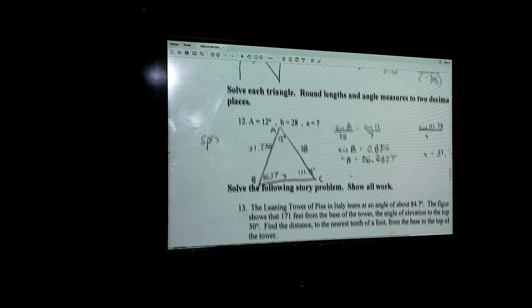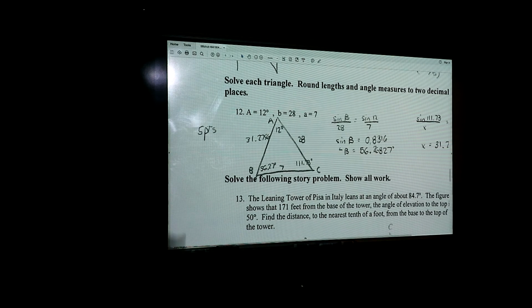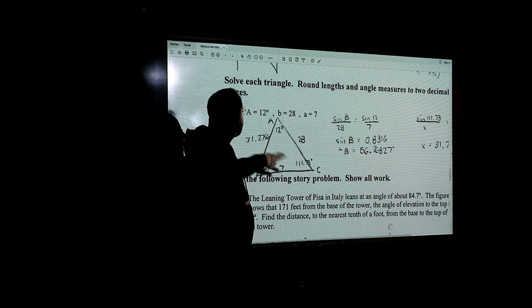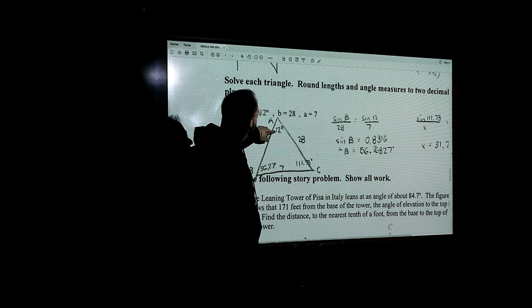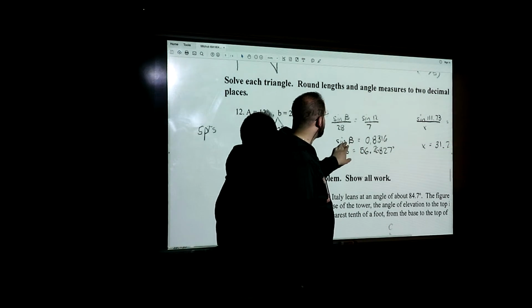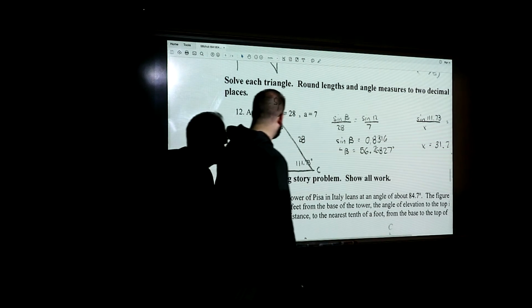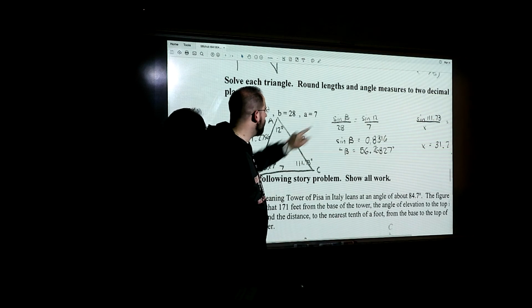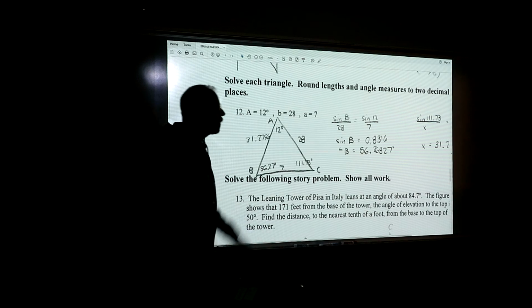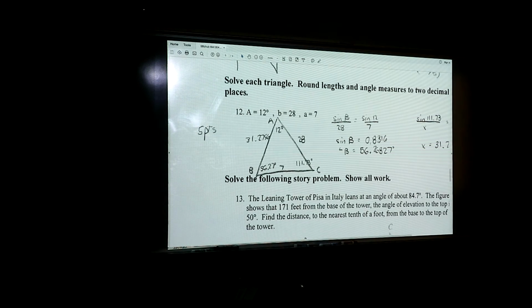Okay? 12. This one, you had to find the missing angle, which was the 56, and the 111, and then you had to find the missing wall. Because what I did first is I did sine of 12 over 7, sine of this angle over 28, cross multiply and divide to get this number, take the inverse sine to get 56, that's this angle right here across from the 28, so that's how I set it up. You subtract from 180 to get the 111, and then now I can find the wall across from it. And the numbers all should make sense.